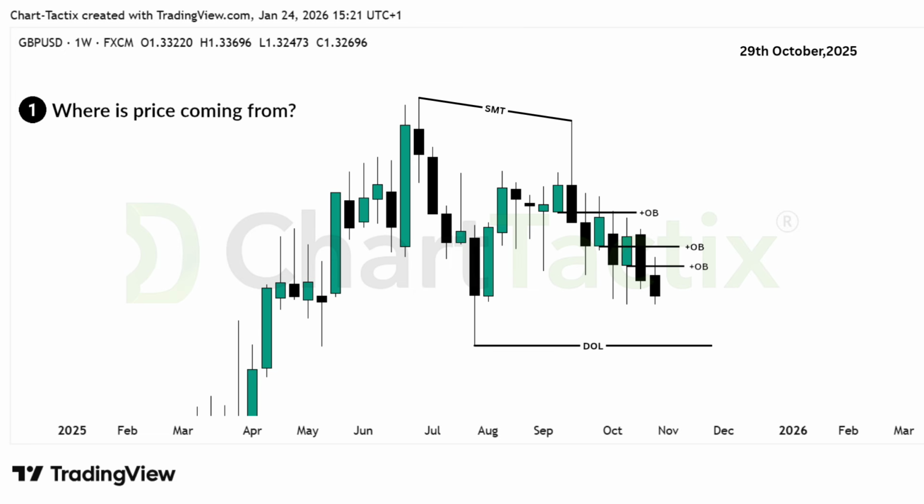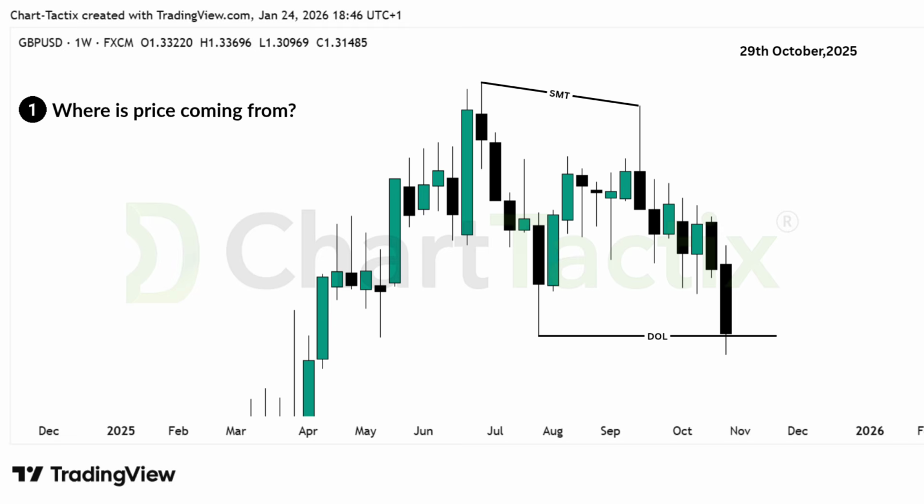With all these factors combined, the next most probable place for price to go was this swing low right here. That is why it was marked as the draw on liquidity. And what did price do? In a short period of time, it took out that low.